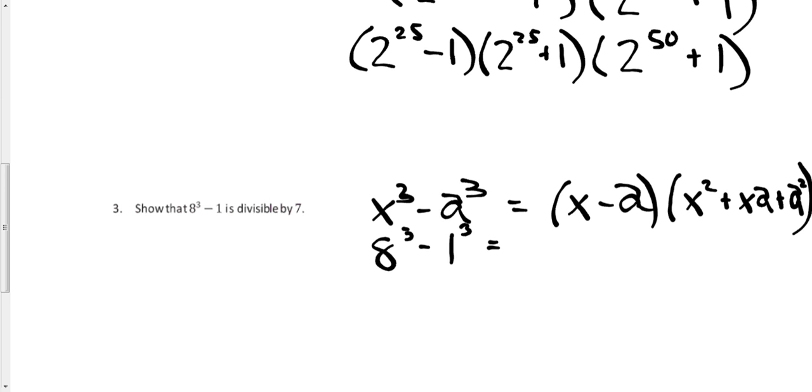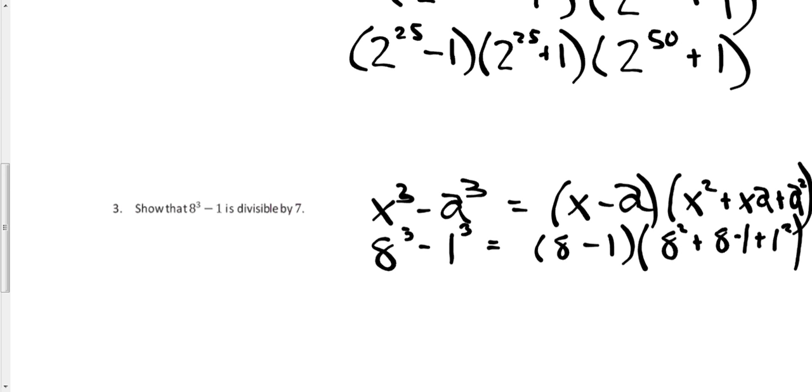Now, wherever I see an x in my pattern, I put a what, Sydney? When I see an x in my pattern, I put a what? An 8, that's right. So I got 8 minus 1 here. And then over here, I got what? 8 squared plus 8 times 1 plus 1 squared. Bam! And what is 8 minus 1?